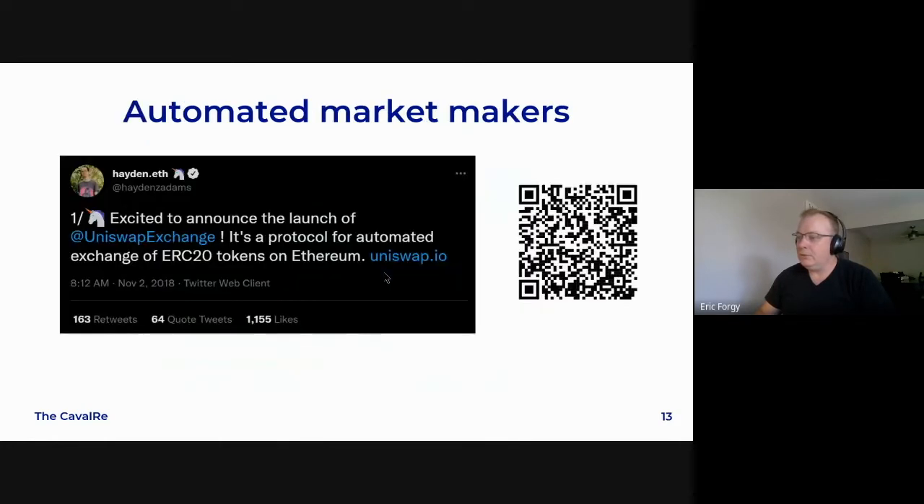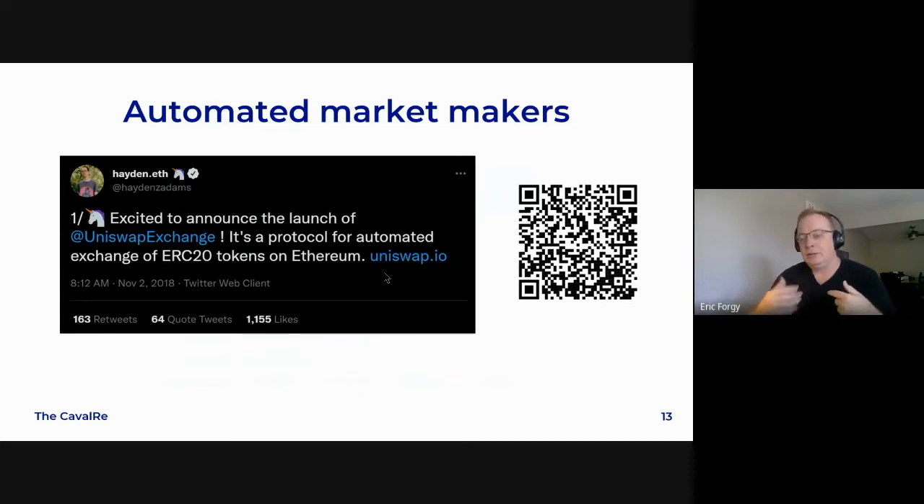But then move forward a few years. So 3 years after Ethereum was announced, we get this announcement from Hayden Adams about this new thing called Uniswap. Uniswap is a new kind of exchange. It's called a decentralized exchange, more specifically an automated market maker. So what does that mean?